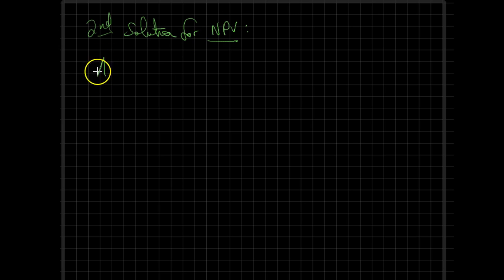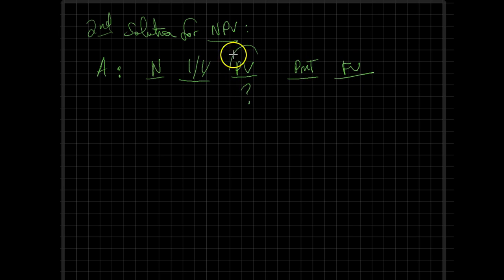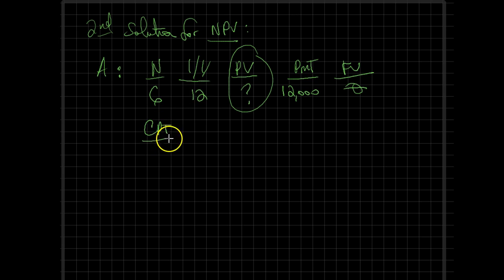All we do is, for the first project again, we use N, I over Y, PV, payment, and FV keys. Now the question mark is on the present value. The payments are no different, still $12,000. The project has 0 salvage value. It's a 6-year project. However, the required rate of return on this project is 12. So from here you can go ahead and compute PV, and you should get $49,332.